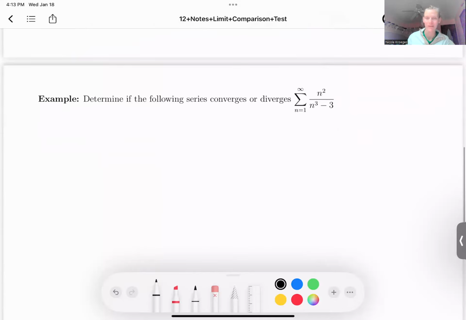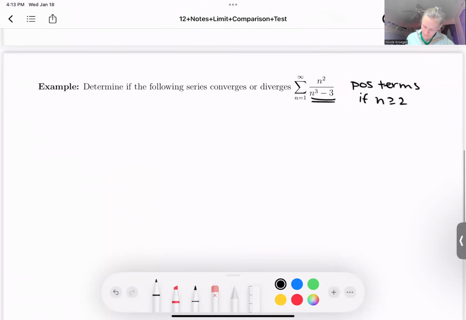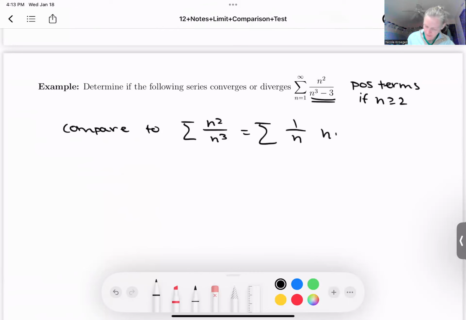Oftentimes, if we have a messy polynomial over a messy polynomial, sort of like this one, and these aren't all that messy, the limit comparison test works nicely. So in this case, we have positive terms if n is big enough, as long as this thing ends up being positive. So I would say if n is greater than or equal to 2. If n is 1, we get a negative term, but that's okay. As long as these terms eventually always become positive, we're good. And so let's take the highest power in the numerator and denominator. That's always going to be a good trick. So that's 1 over n. This is the harmonic series, which diverges.